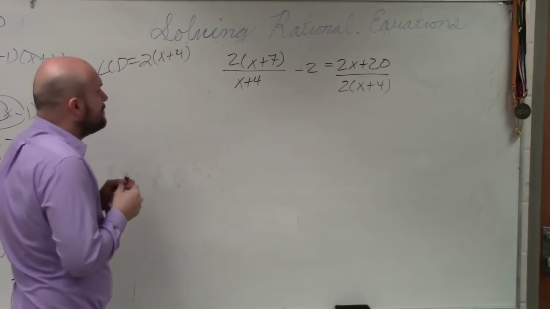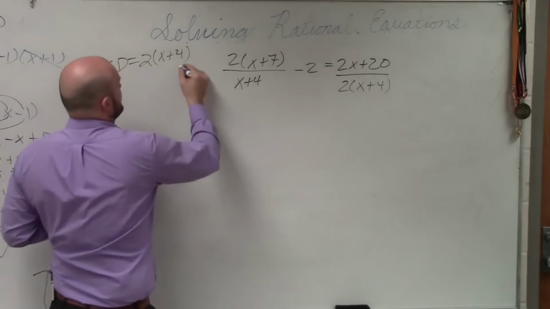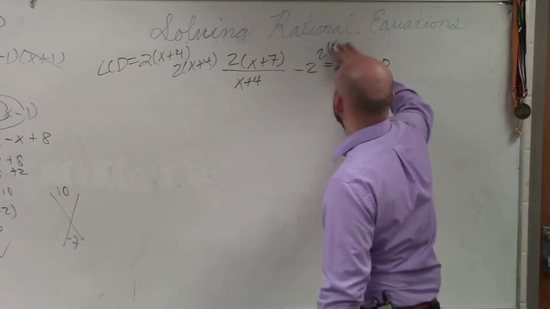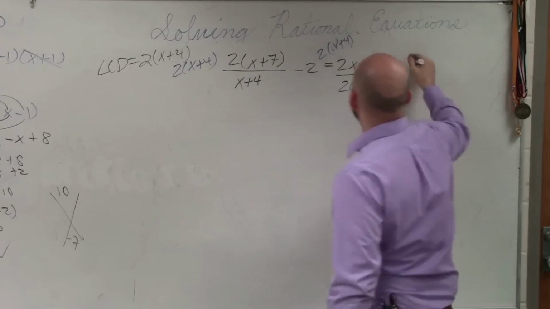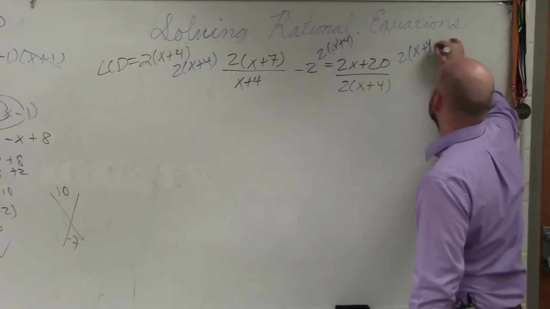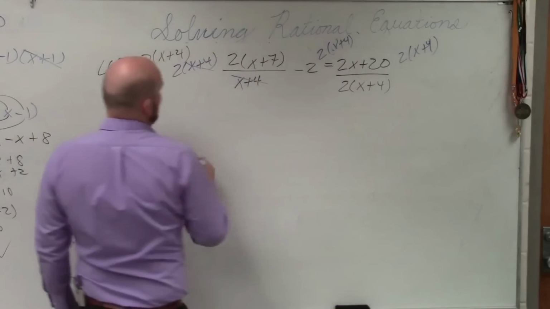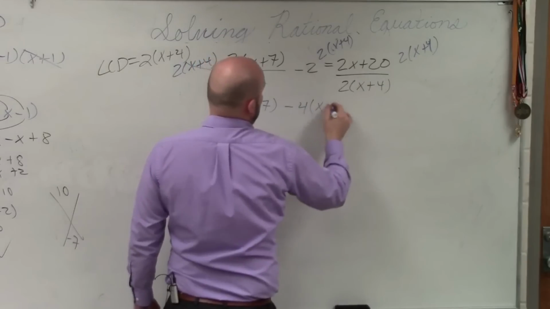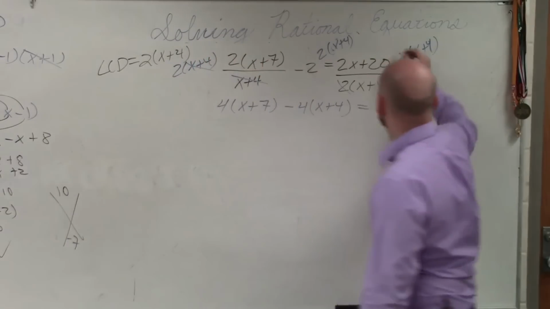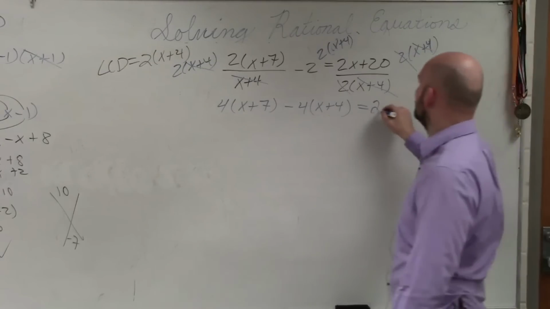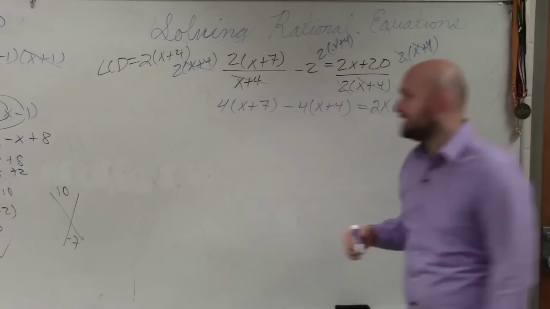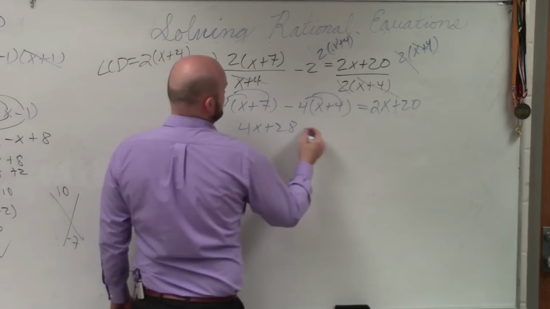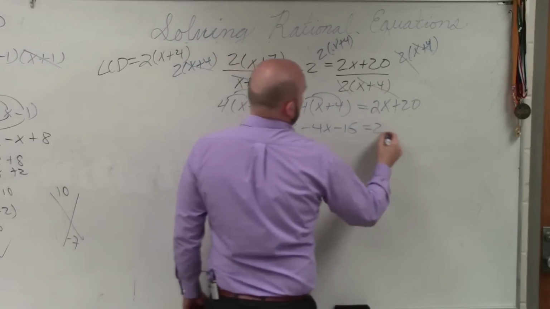So all I need to do is multiply that times every single term, 2 times x plus 4. I multiply this, 2 times x plus 4. And then this one, 2 times x plus 4. What happens is my x plus 4s divide out. So I'm left with 4 times x plus 7 minus 4 times x plus 4 equals, the 2's divide out, the x plus 4's divide out, so I'm just left with 2x plus 20. Again, apply distributive property. So therefore, I get 4x plus 28 minus 4x minus 16 equals 2x plus 20.